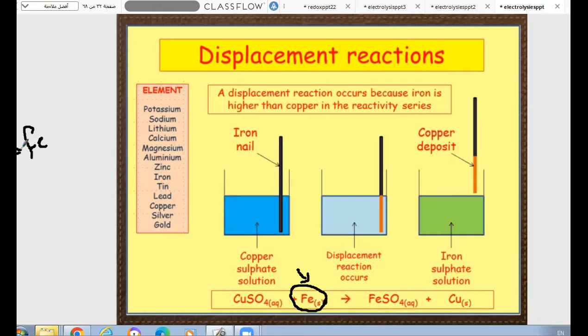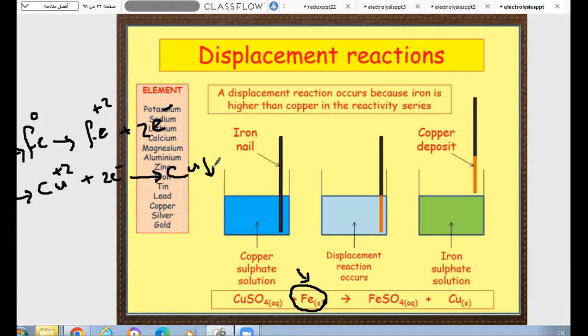Iron is the more active one here, and it decides to lose electrons. It carries zero charge, and it loses 2 electrons to the copper to make it give up its compound. Copper is ready to leave its compound, but on the condition of taking the 2 electrons. So it gained the 2 electrons from the iron and accepted them. So we have here 2 steps. One of them is losing, as we said before, and the other is gaining.